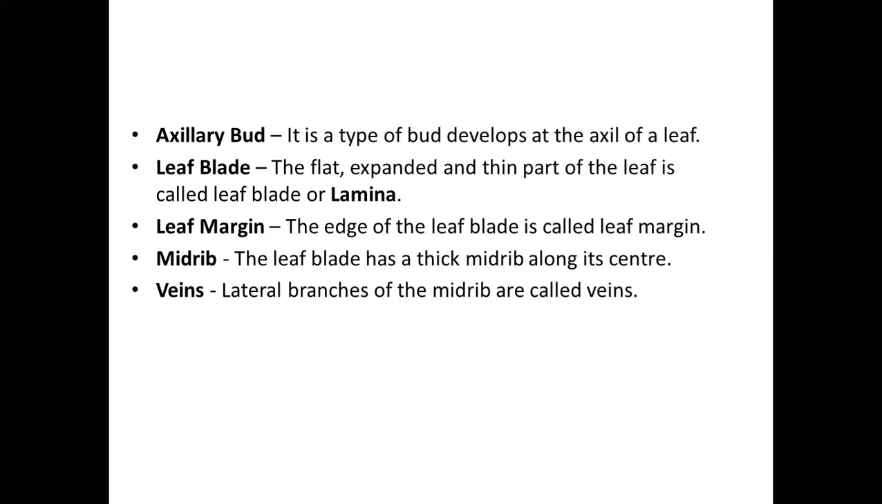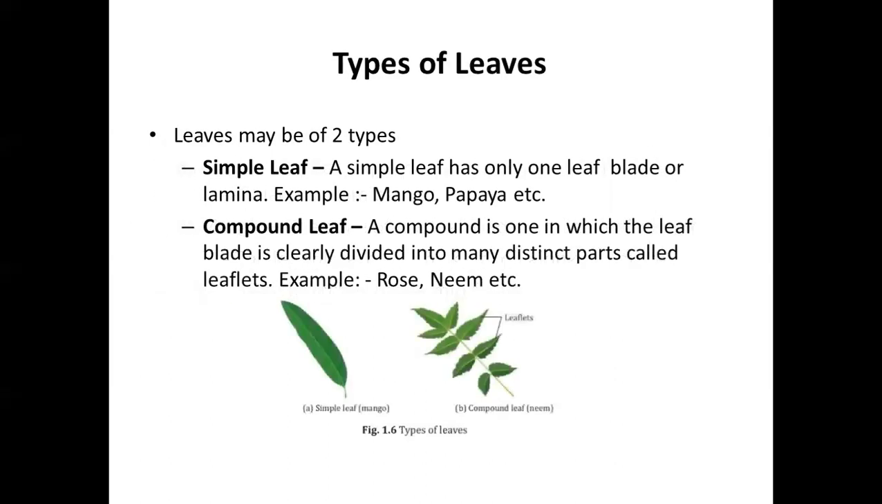And the last one is veins. Lateral branches of the midrib are called veins. And the arrangement of veins in a leaf blade is called venation. That is one of the topics mentioned here in this chapter. And the next topic is types of leaves.